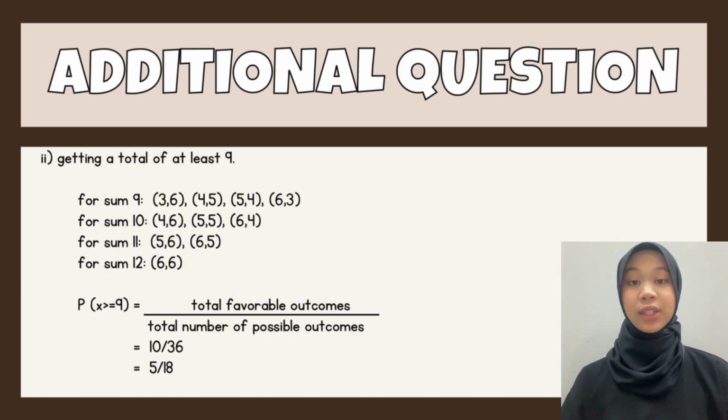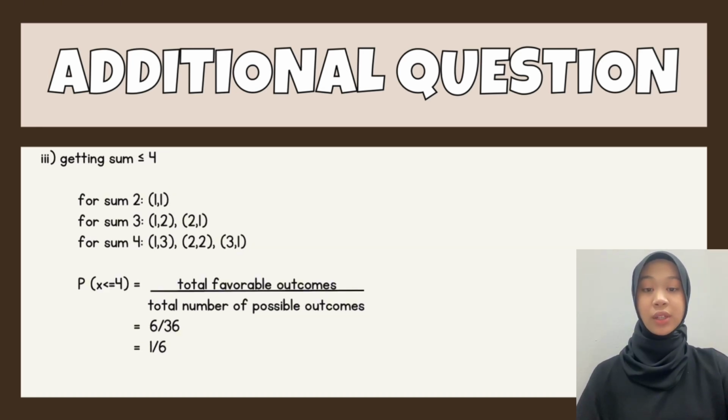The second question is, what is the probability of getting a total of at least 9? I list all the favorable outcomes for sum 9, sum 10, sum 11, and sum 12. For sum 9, the favorable outcomes are 3,6, 4,5, 5,4, 6,3. For sum 10, 4,6, 5,5, 6,4. For sum 11, 5,6 and 6,5. For sum 12, 6,6. And the probability that I got for a total of at least 9 is 5/18.